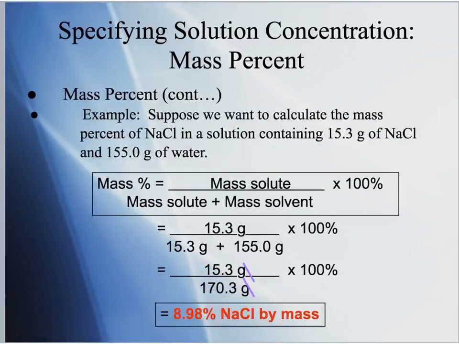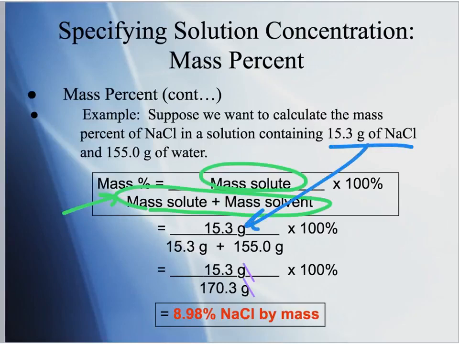So let's work with an example here of mass percent. It says, suppose you want to calculate the mass percent of sodium chloride in a solution containing 15.3 grams of sodium chloride and 155.0 grams of water. All right, so we've got to figure out the mass percent. Again, here is your equation for that. We have the mass of the solute versus both the solute and the solvent. So we've got the mass of the solute here. We're going to plug that in up on top. We have 15.3 grams of sodium chloride.